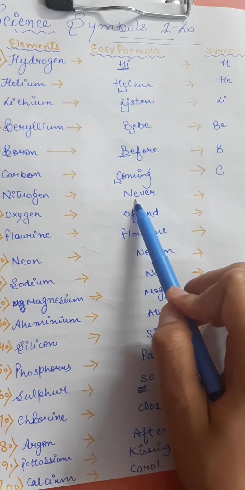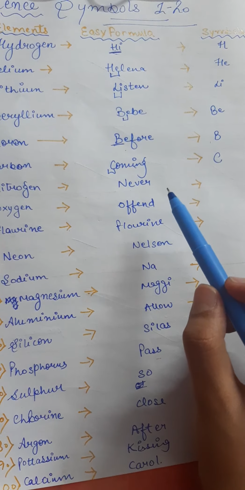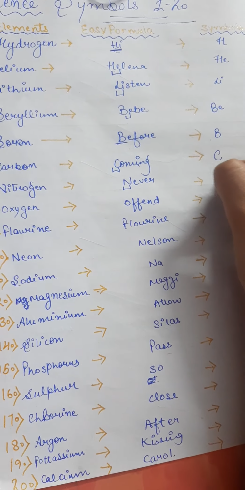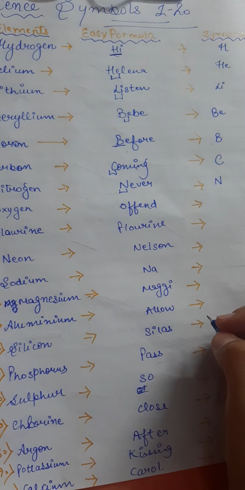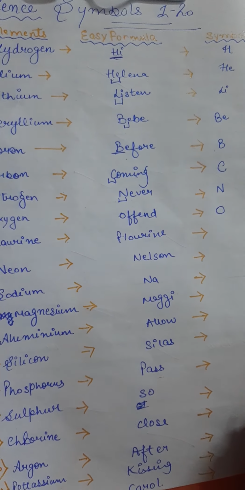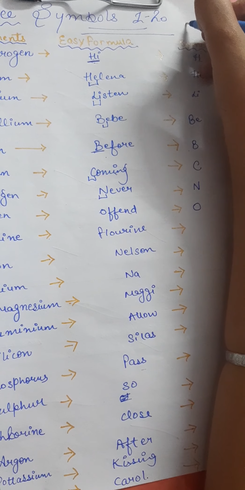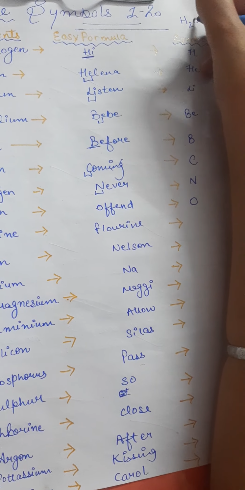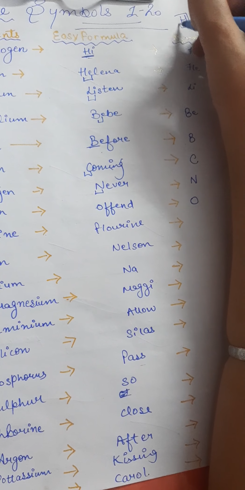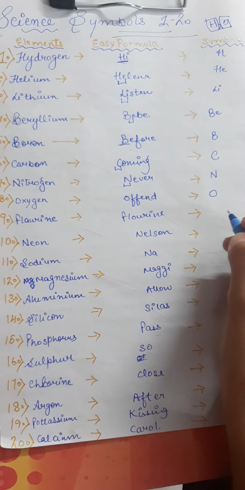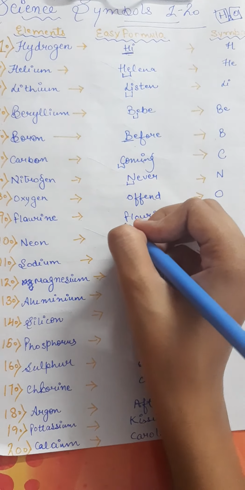Next is nitrogen, never. We will take here only N. Then offend, oxygen, O. Like in water also, we denote oxygen by O. What is the formula of water? It is H2O. So we denote hydrogen by H and oxygen by O only. Then fluorine. We will take F only.